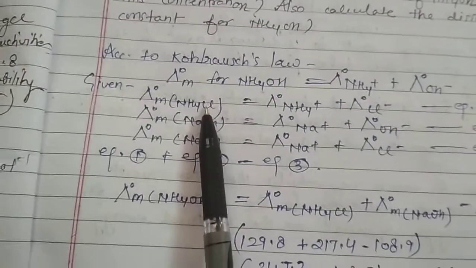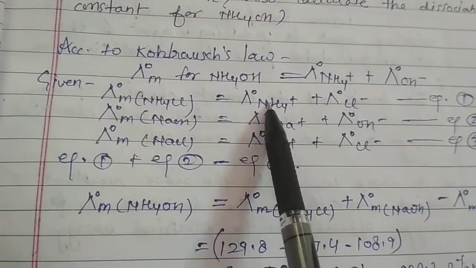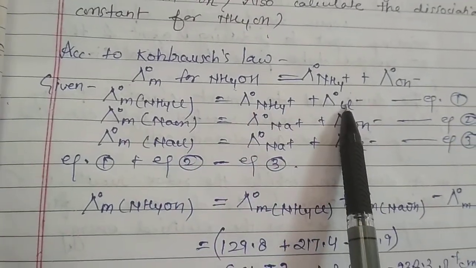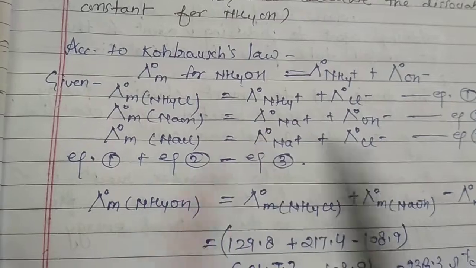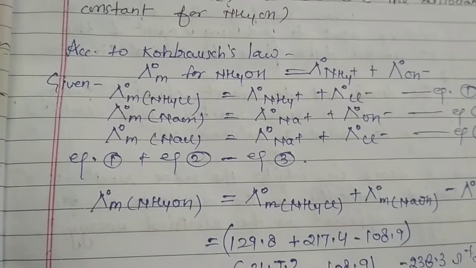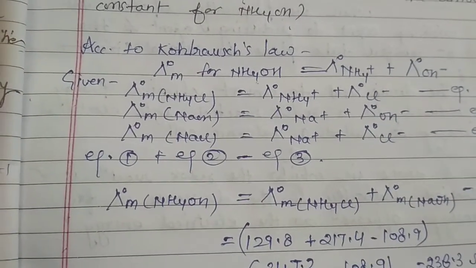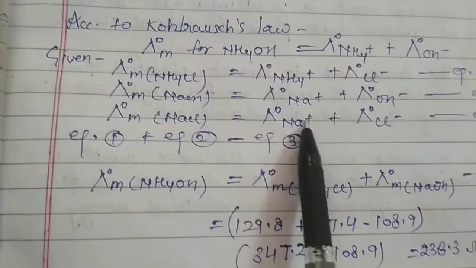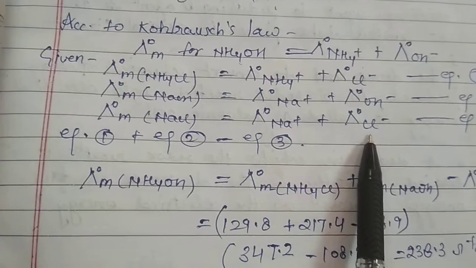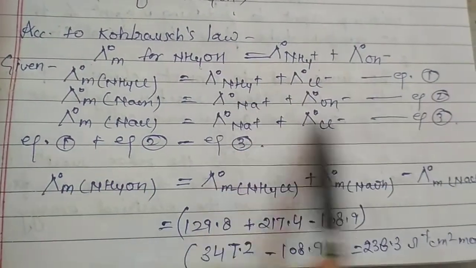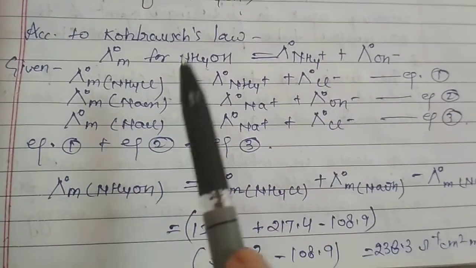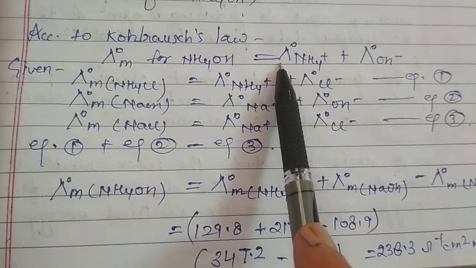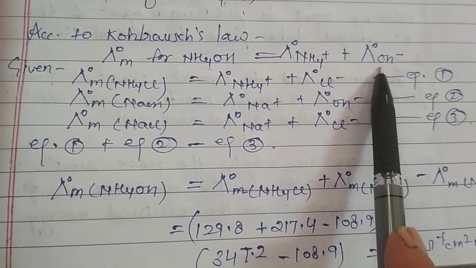So for lambda naught m ammonium chloride we may write lambda naught m ammonium ion plus lambda naught Cl ion. For NaOH, lambda naught Na ion plus lambda naught OH ion, and lambda naught m for NaCl, that is lambda naught Na ion plus lambda naught Cl ion. So by these three equations we can conclude our resultant is lambda naught ammonium ion plus lambda naught OH ion.